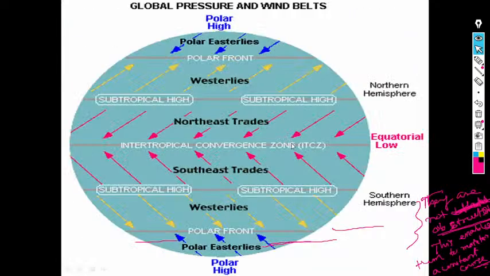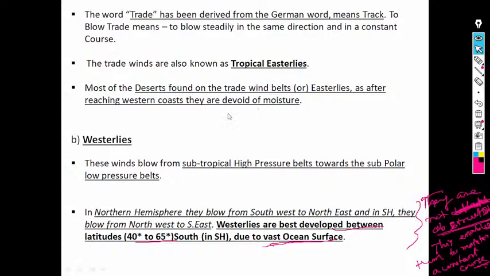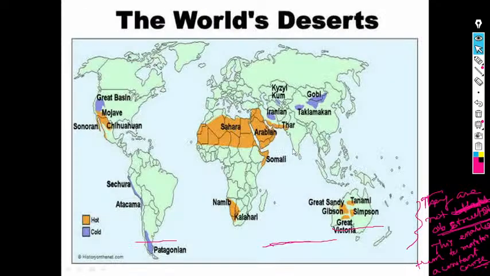Here you see, as we discussed, the world's major deserts are found in this trade wind belt. Just look here: the Great Basin, Mojave, Chihuahua, Sonoran. Then the Sahara, then Arabian, then the Namib Desert, then Great Sandy, Gibson, Tanami, Simpson, and Great Victoria.